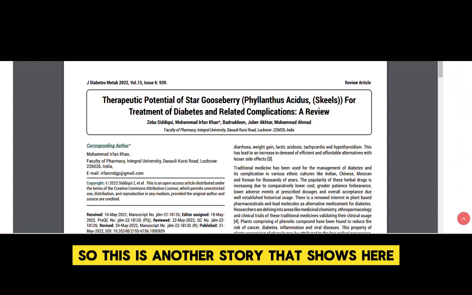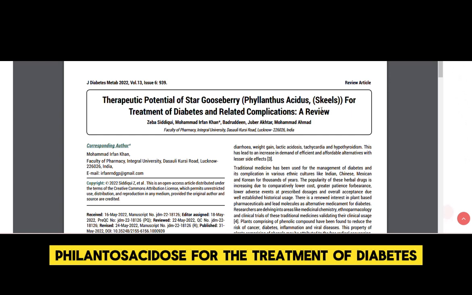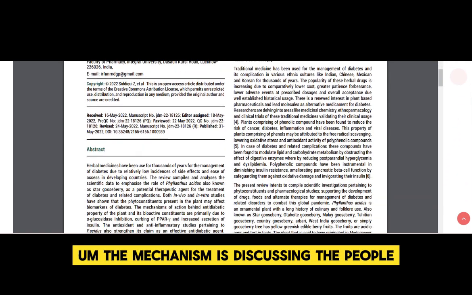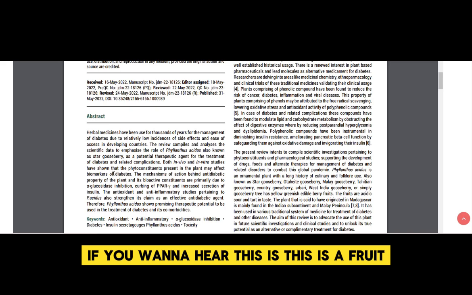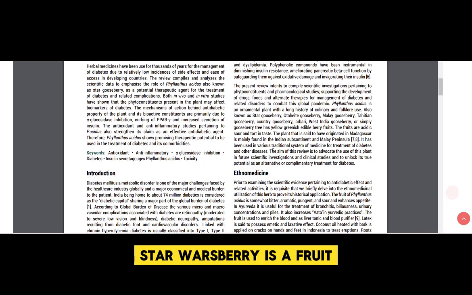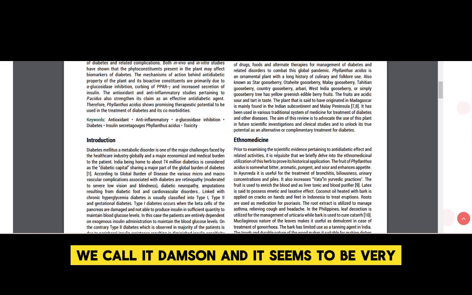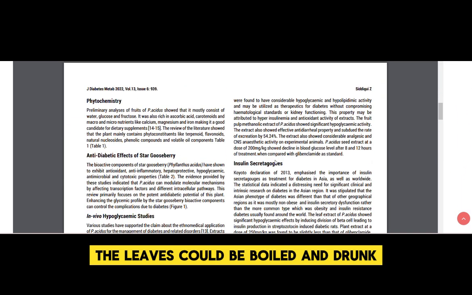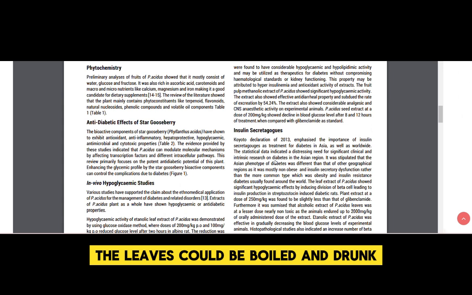So this is another study that shows Phyllanthus acidus for the treatment of diabetes and related complications. How is it doing that? The mechanism is discussed in the paper if you want to hear. This is a fruit. Star gooseberry is a fruit. We call it damson, and it seems to be very, very critical in helping the diabetic. The leaves could be boiled and drunk. It also has the same property as the fruit.